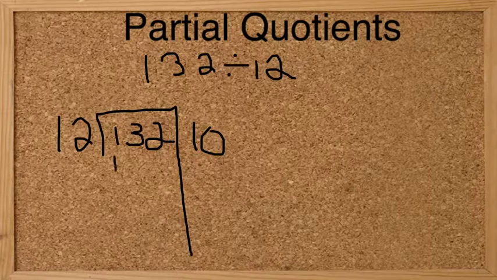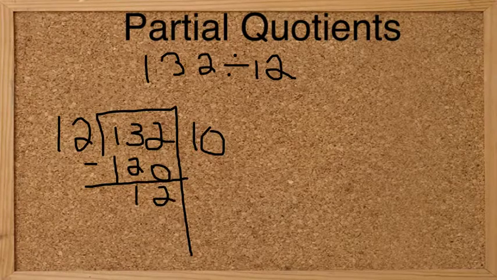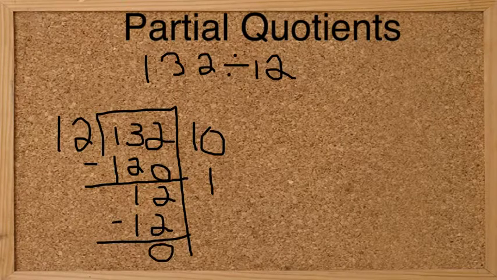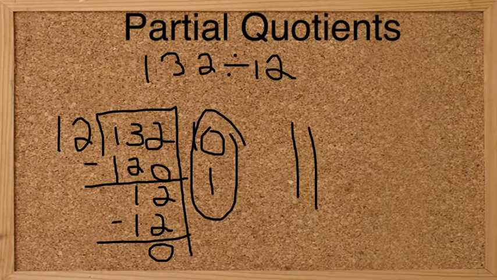12 times 10 is 120. So I write my answer down underneath, and what I'm going to do is subtract, because that's going to tell me exactly how much more I need to go. So now I can see how many times does 12 go into 12, and that would be 1 time. And then I can see I got to 0, so there's nothing else for me to do. And my answer is over here on the side. 10 plus 1 gives me an answer of 11.